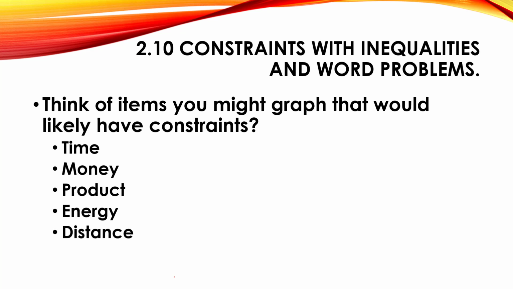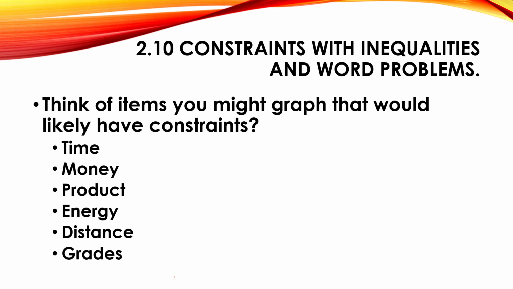Distance. We've already talked last year about how distance is always positive because we never go in negative distance. Now, certainly we could talk about a time where we went a distance prior, but it's not really negative distance. So distance could have constraints.